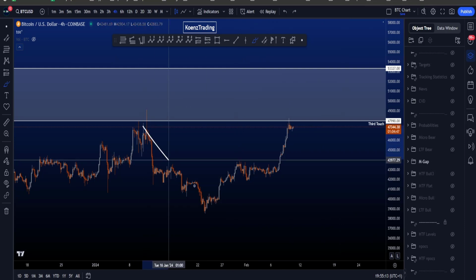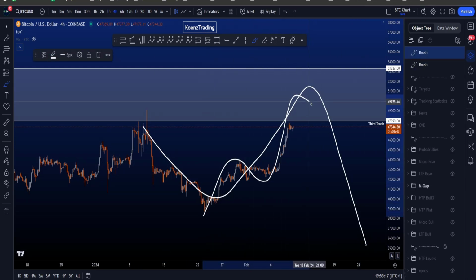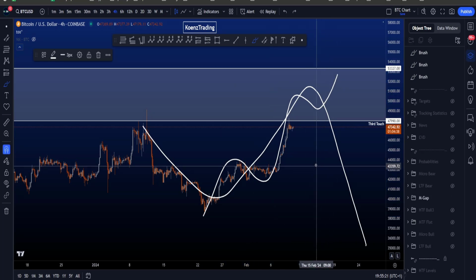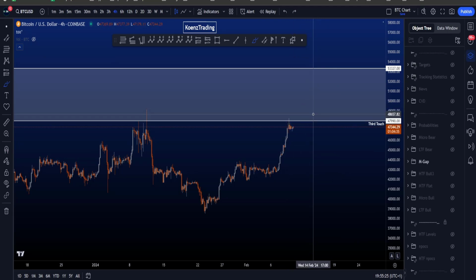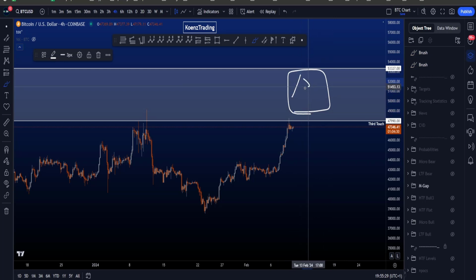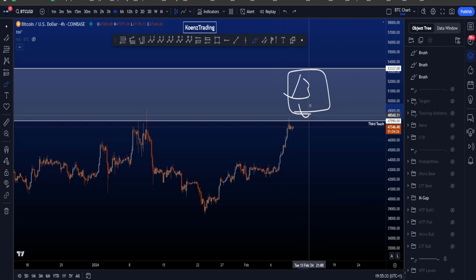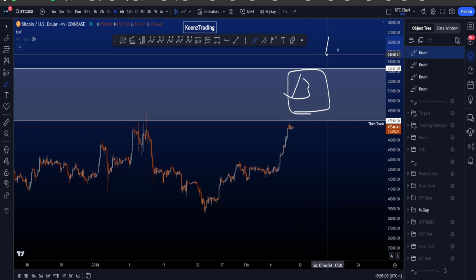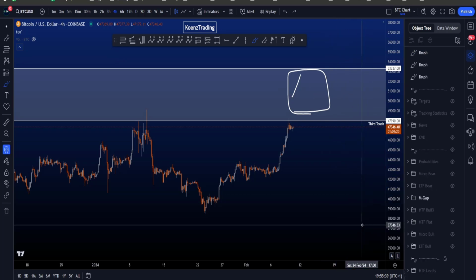For both the flat scenario in a wave A, B, C, as well as an impulsive move to the upside in a 1, 2, 3, 4, 5, we are looking for price to move towards the upside. So in this case, if price then moves towards the upside, we are in the position to observe what price does to then give us the probabilities for a wave B and a move down in a wave C, or continuation in an impulsive structure where eventually we're looking for a wave 5 to finish and continuation to the downside.